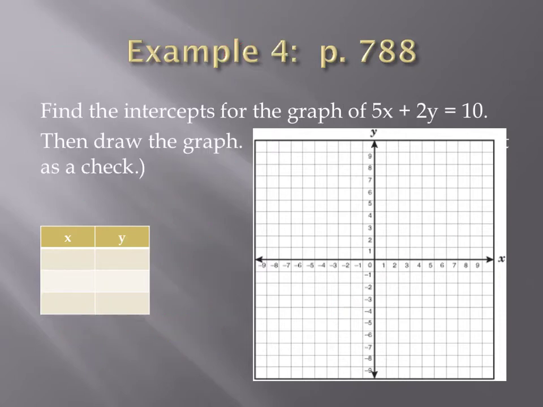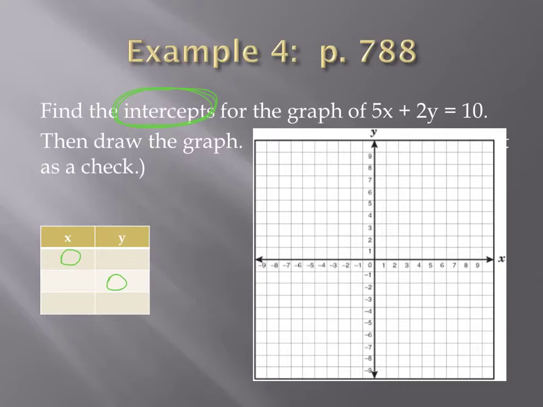Example 4, find the intercepts for the graph of 5x plus 2y equals 10. So this word intercepts. Intercepts is where it crosses the axis. So the x-intercept is where the line crosses the x-axis. The y-intercept is where the line crosses the y-axis. So whenever you see the words find the intercepts, automatically on your table you want to put a 0 on x and a 0 on y. Okay?